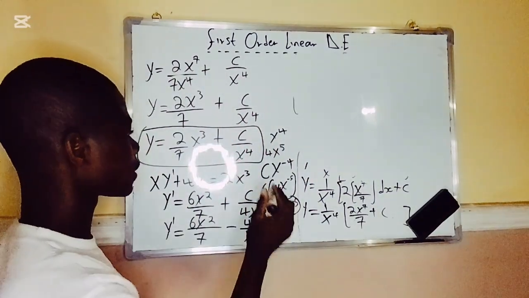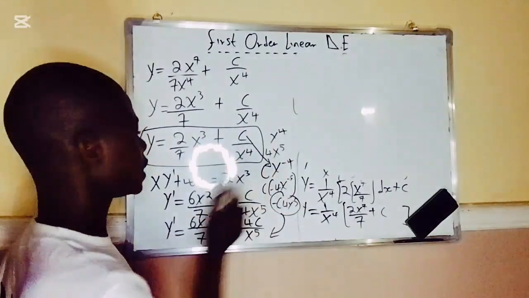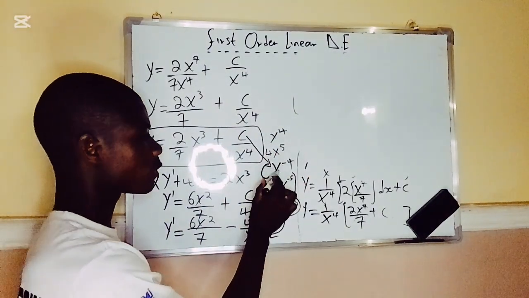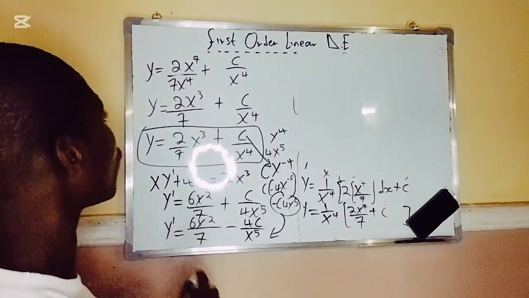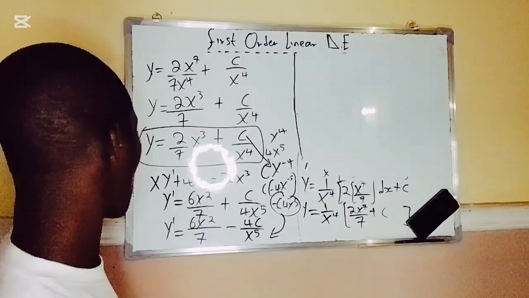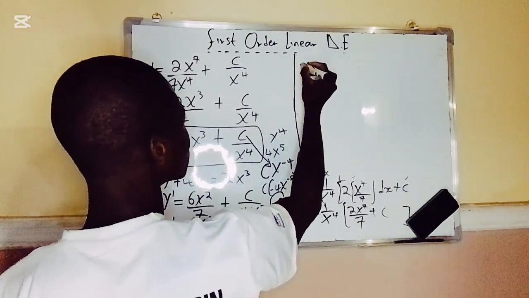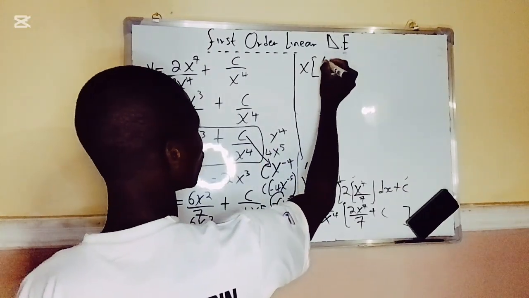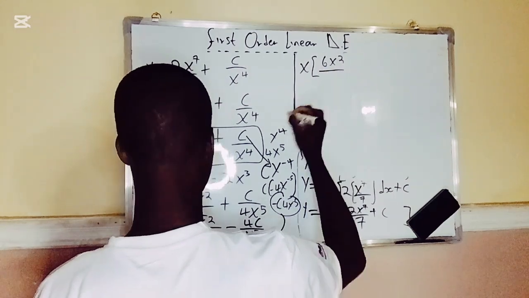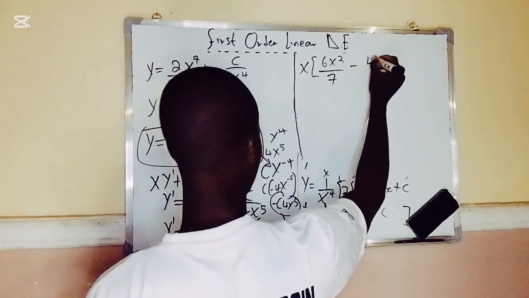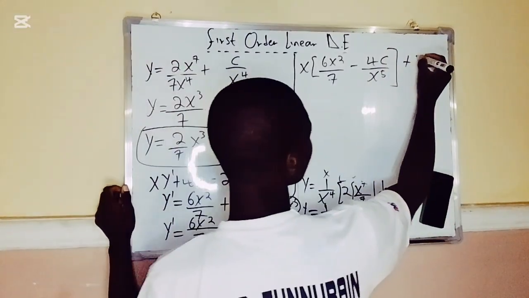You have to take note of this. This is the same thing as this. Whenever you find the derivative of this, you will get this. So therefore we have the value of y prime. So what value are we going to have next? We have the value of x y prime, where x will multiply by the value of this, which is 6x squared divided by 7 minus 4c divided by x raised to the power of 5, plus 4y.